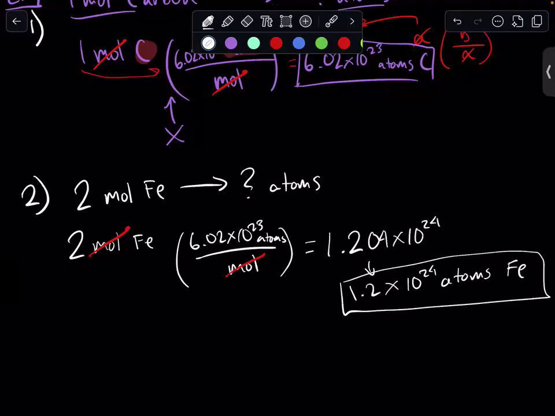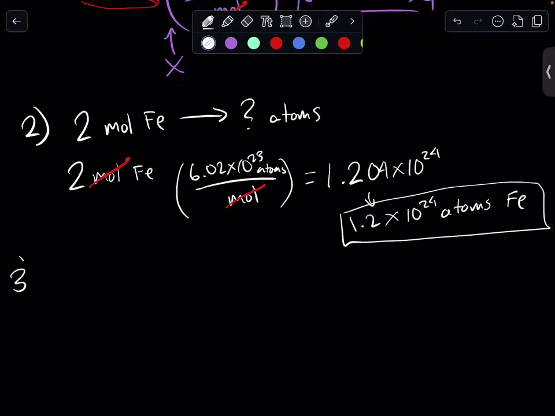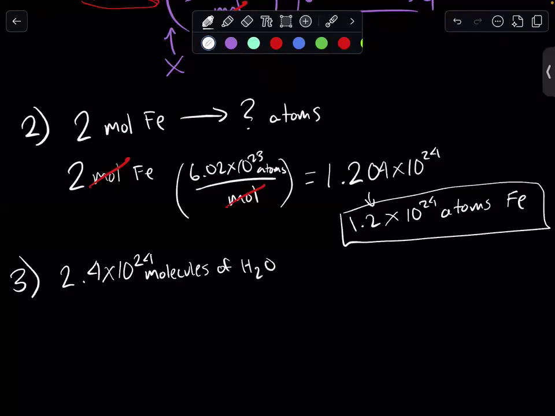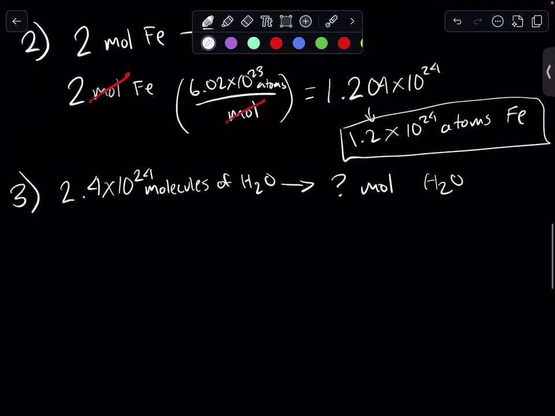We can actually go the other way. So we're going to do that in problem 3. We're going to go from 2.4 times 10 to the 24th, and we use a different elementary particle, molecules of water, and we're going to try and find out how many moles of H2O. So go ahead and pause it if you want to try it yourself. Otherwise, here we go.